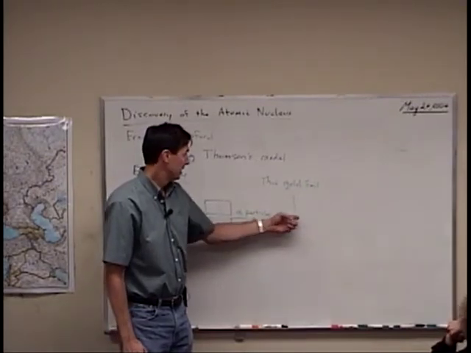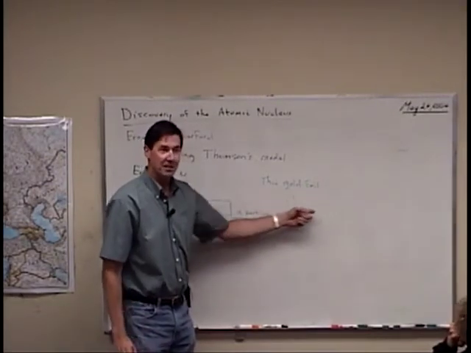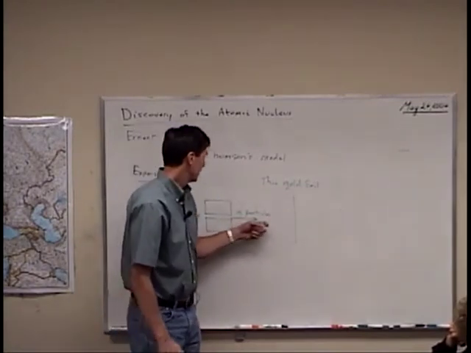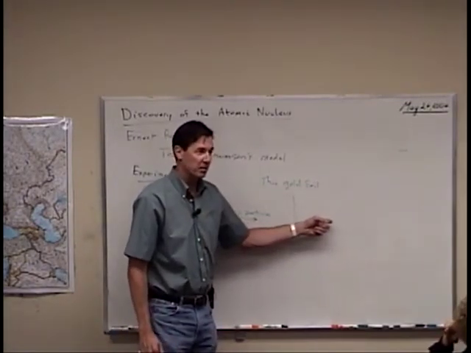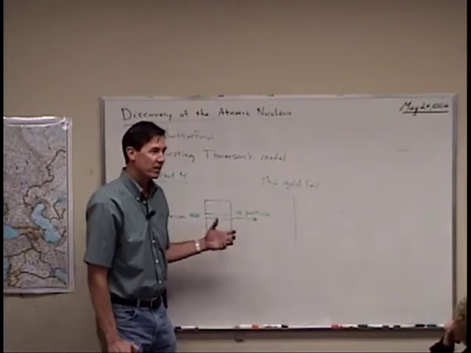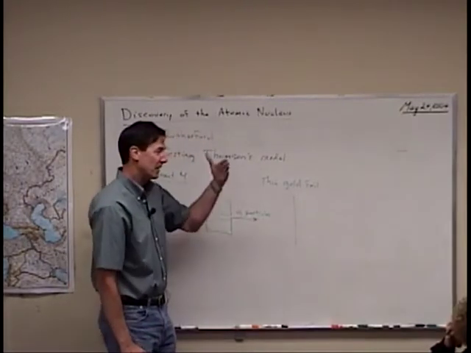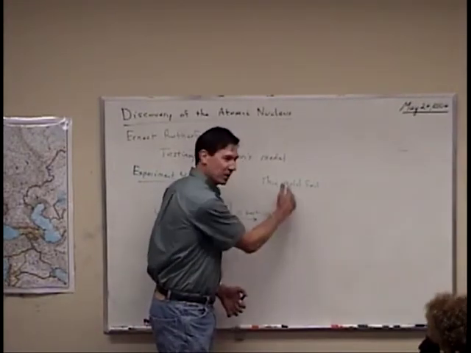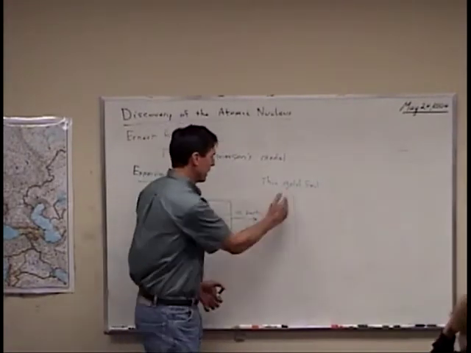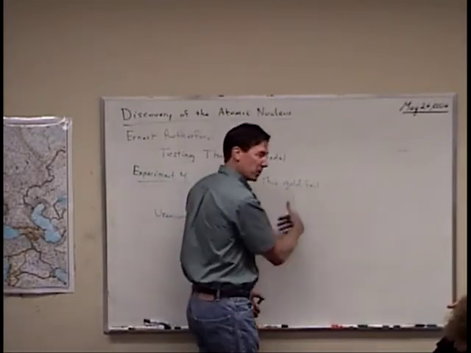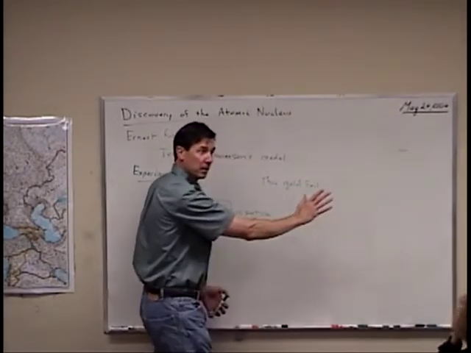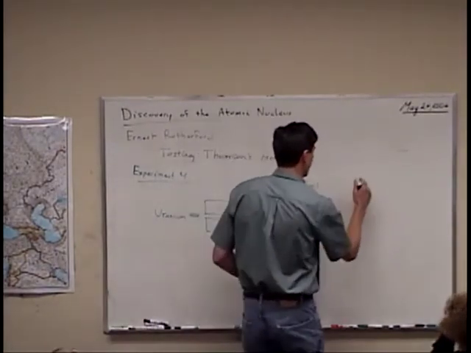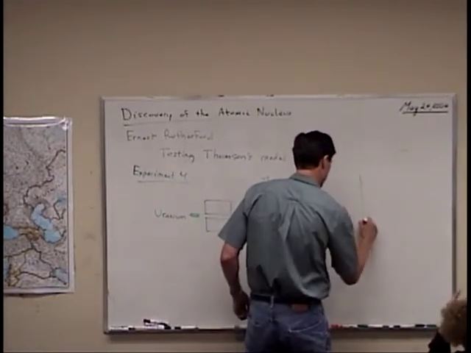You wouldn't get any alpha particles going through. He wants to have just basically a thin layer, of a few atoms here, so that most of the alpha particles go through, and he can detect them, say, over here.